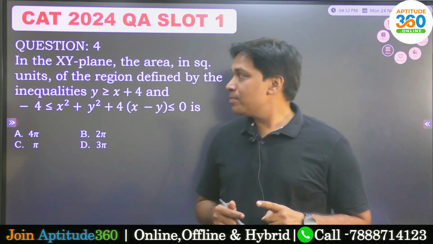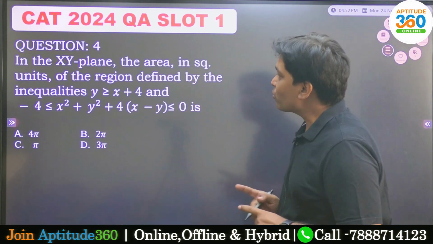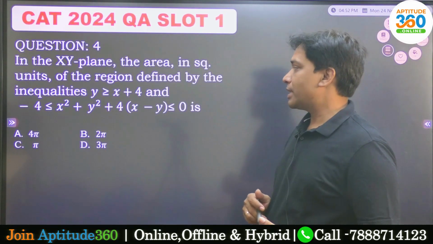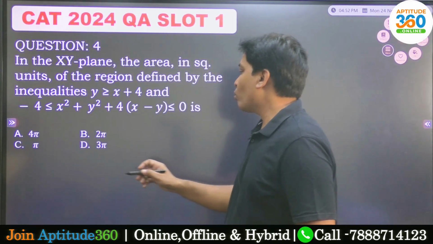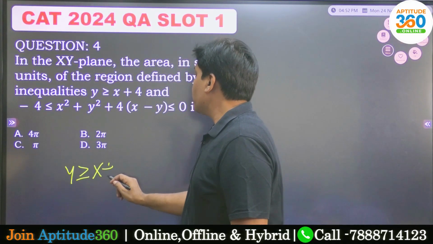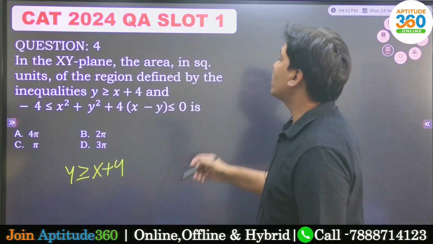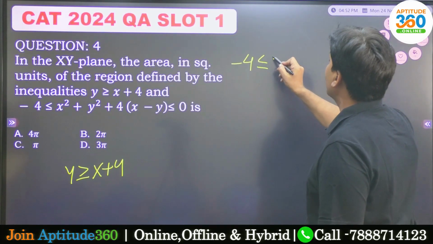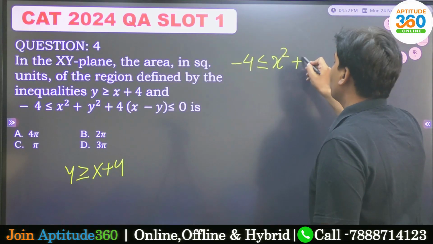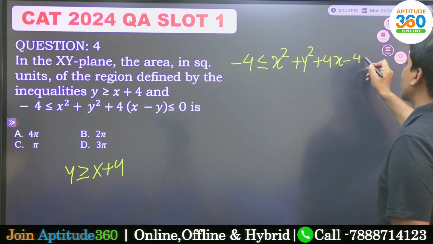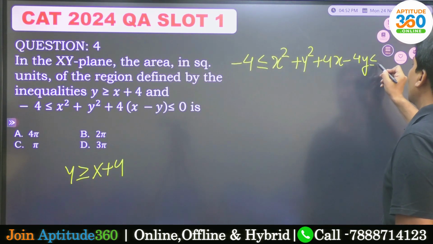Let us solve this problem. It says that in the xy plane, the area in square units of the region defined by inequalities. There are two inequalities given in the problem. y is greater than or equal to x plus 4, and the second inequality is -4 less than or equal to x square plus y square plus 4x minus 4y less than or equal to 0.